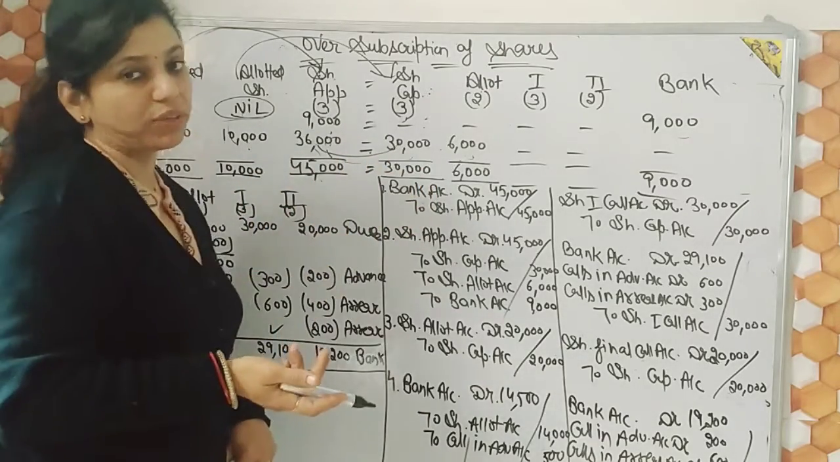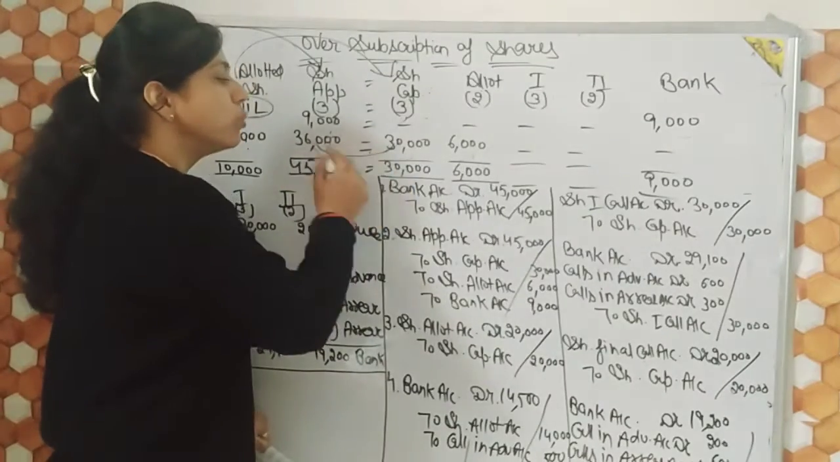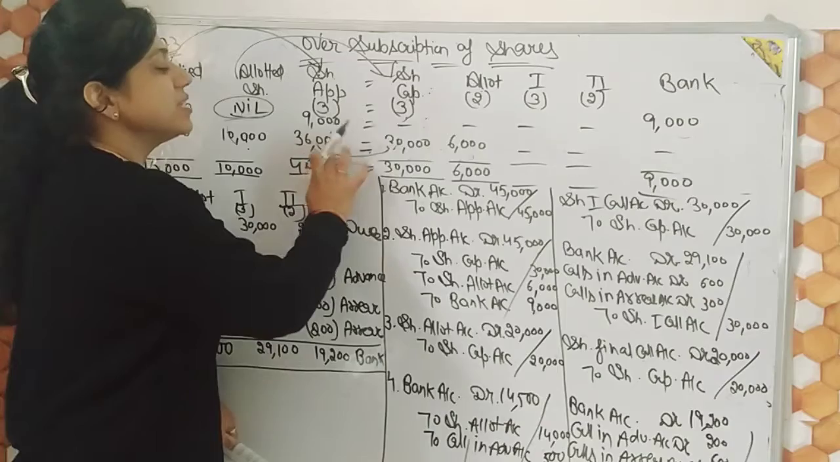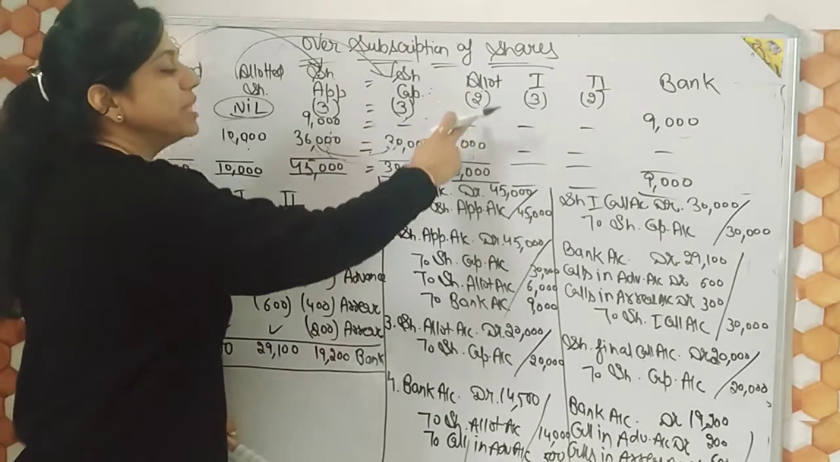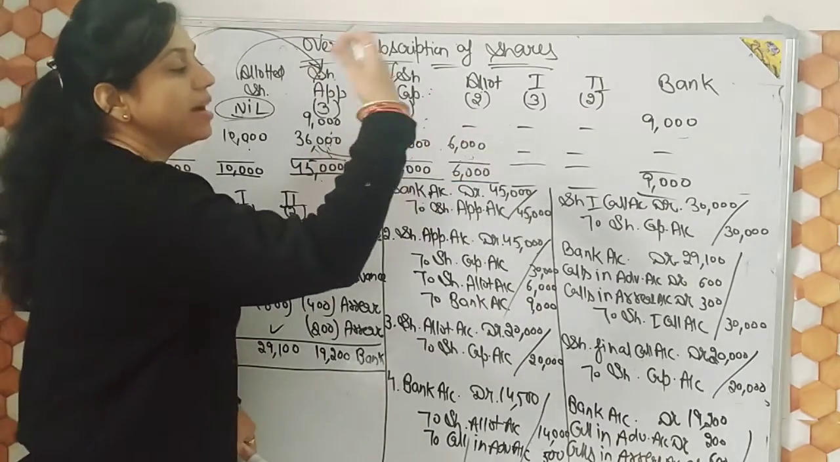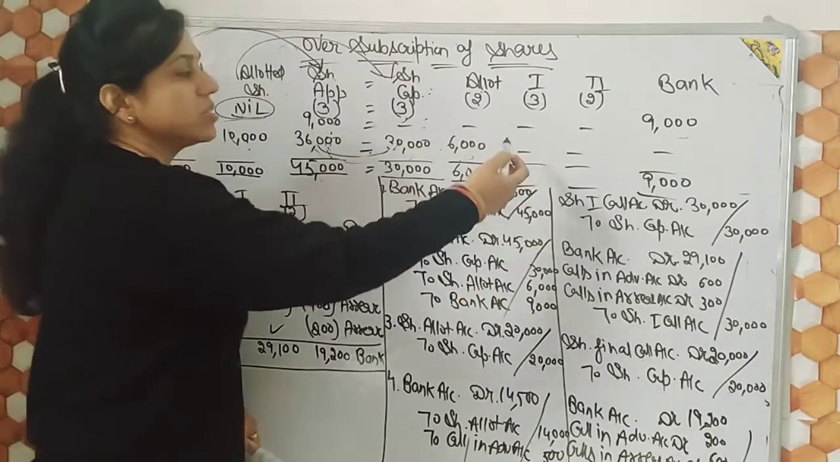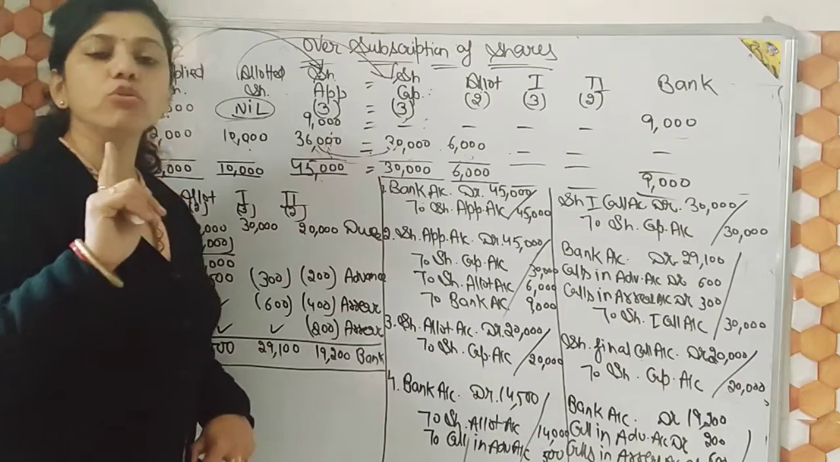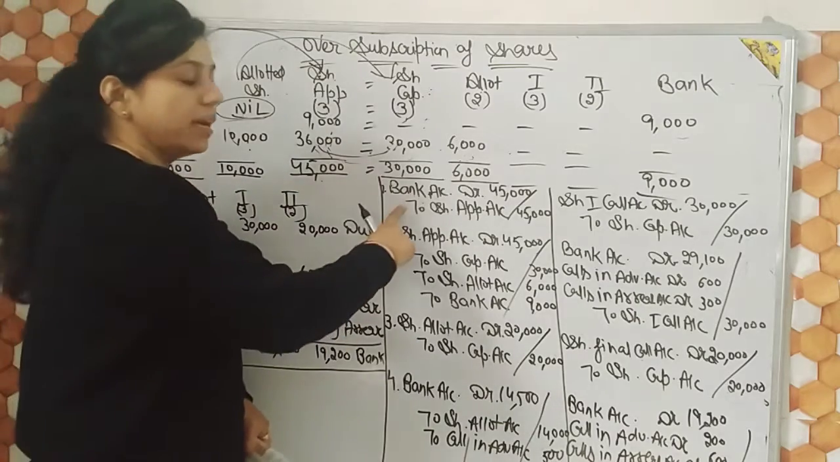So you will transfer 6,000. If the excess money is more than 20,000, for example, if the difference is 26,000, then you will write here 20,000, then the remaining 6,000 will be adjusted in calls. So after making this table, you have to do the first two journal entries regarding application.